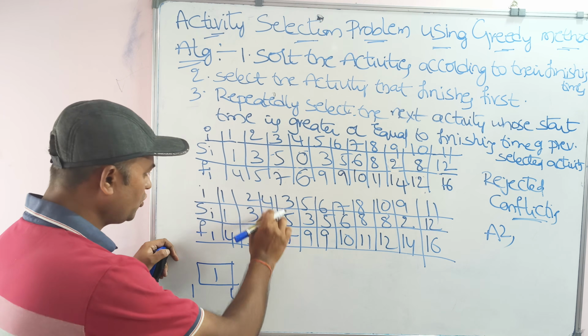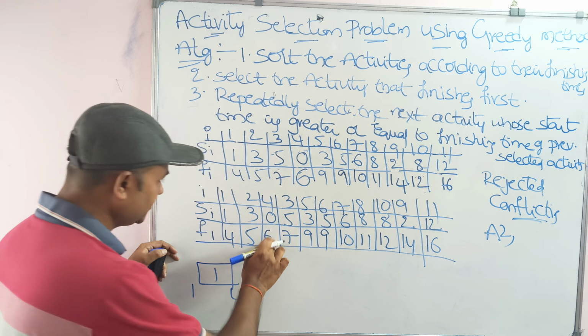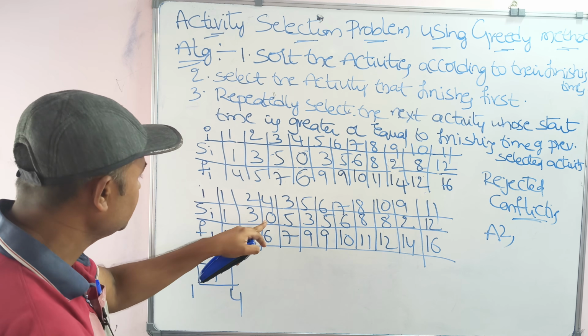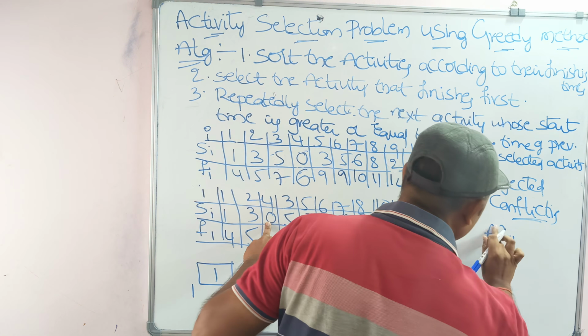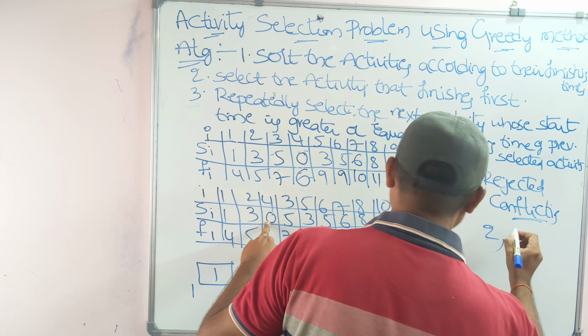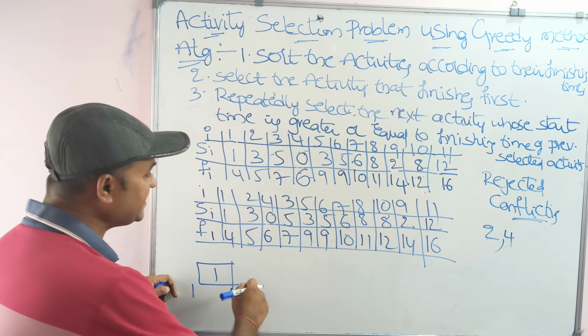Next, fourth activity, starting time is 0, finishing time is 6. So here between 1 to 4 we are executing the first activity. So we can say that A4, this fourth activity. So A2 means second activity. A4, this is also, fourth activity is also conflicting activity.